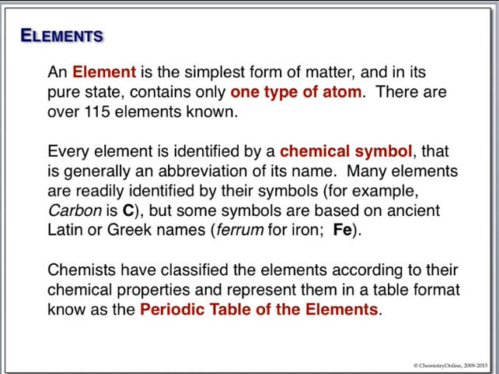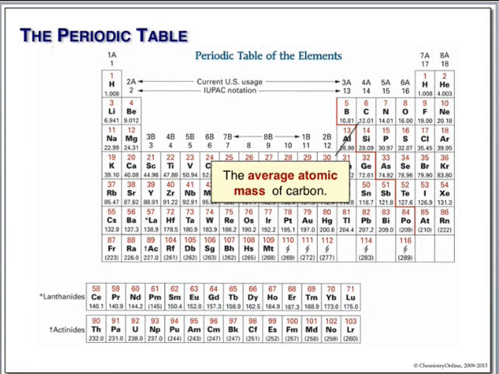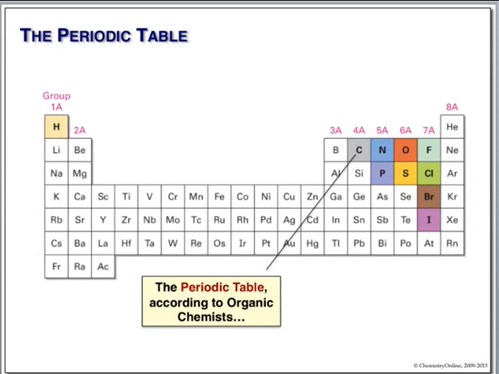All right, we all know what elements are. They all have individual symbols, and we arrange them in the periodic table. The periodic table has 18 groups going across. We tend to focus on 1, 2, and 3, 4, 5, 6, 7, 8. This is carbon, average atomic mass, again based on isotopes. This is the periodic table according to organic chemists.